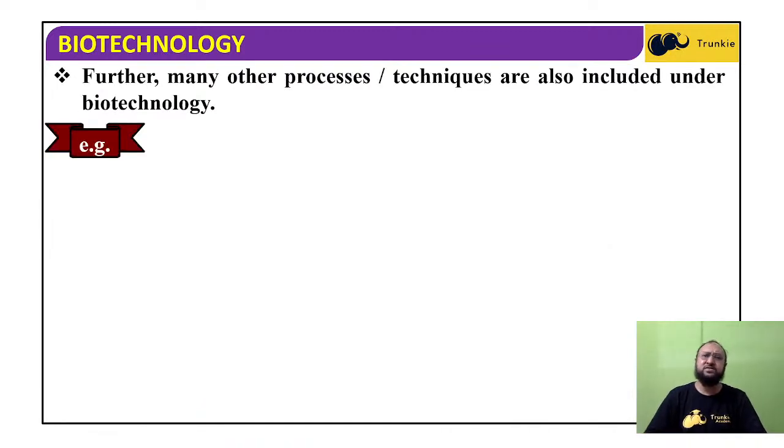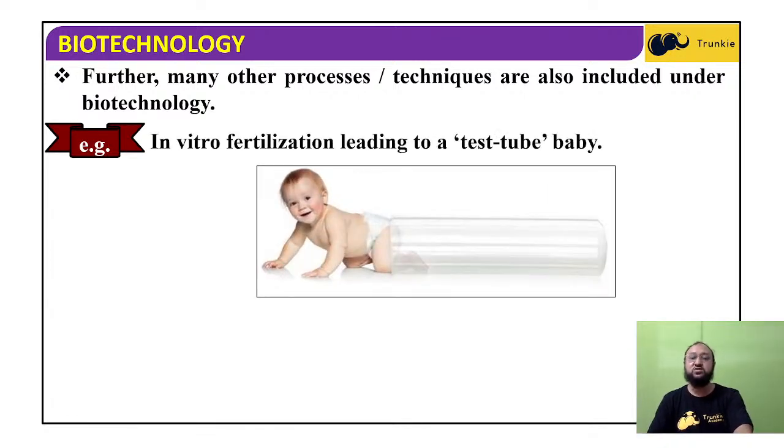Furthermore, many other techniques are also included in biotechnology, such as in vitro fertilization leading to a test tube baby. This also comes under biotechnology, because it involves biotechnological processes and techniques. In vitro fertilization is fertilization outside the body for the development of the baby. When somebody has infertility and there is no chance of fertilization in vivo, then in vitro fertilization is done for a test tube baby.